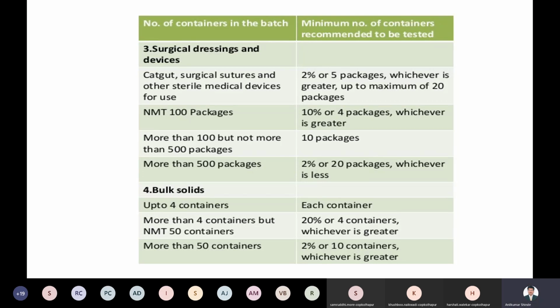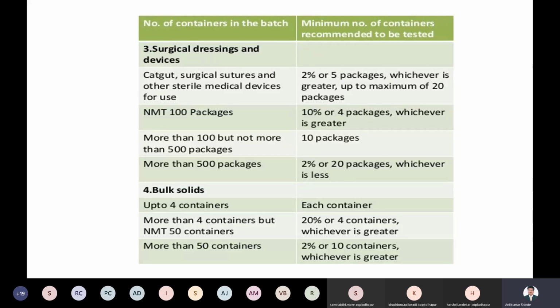But if there are more than 4 containers, you can take 20%. Means all these containers, more than 4 containers, right? We can take 4 containers, but not more than 50 containers. Means from 4 containers up to 50 containers, we can take 4 containers from that. This is 20%. Then if more than 50 containers are there, we can take 2% of that sample.